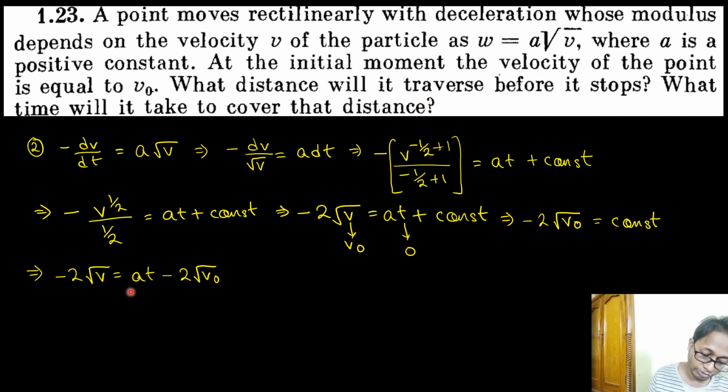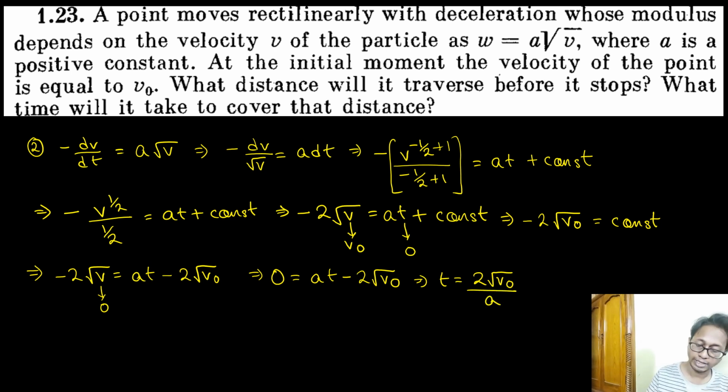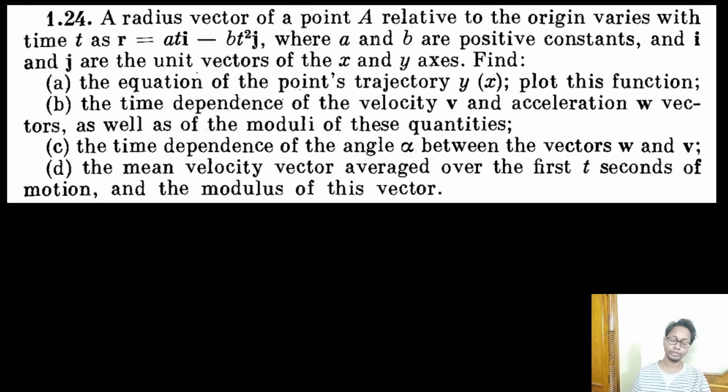stops. That means what is the time taken when the velocity v is equal to 0. Okay, so I simply substitute v is equal to 0 out here, or 0 is equal to at minus 2 root v naught, or t is equal to 2 root v naught by a. So this is the time taken before it stops. Okay, let's read the next part of the question.